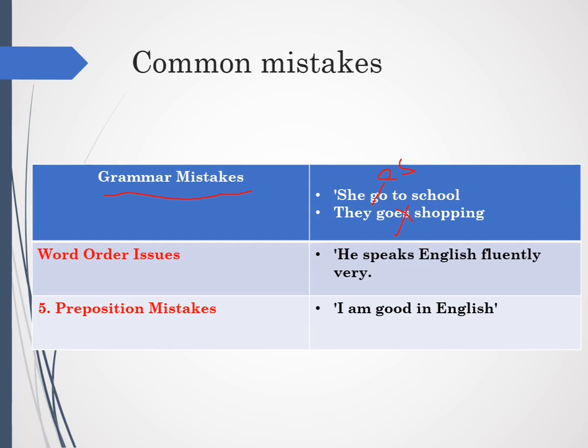Word order issue. He speaks English fluently very. No, this is false. We have to switch fluently and very. Instead of this, we say he speaks English very fluently. Preposition mistakes, and this is a very famous one. I am good in English. No, instead of in, we delete it and we add at. So instead of this, we say I am good at English.